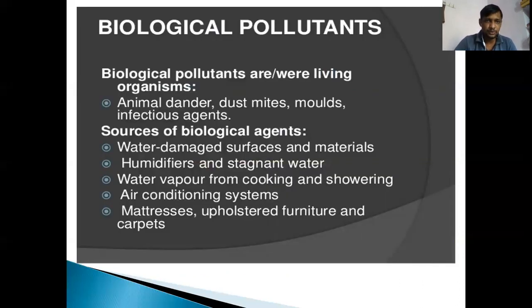Then biological pollutants. What are the biological pollutants that cause air pollution? Water damaged surfaces and materials, and stagnated water if present. Also air conditioning systems that are present in our homes. See, simply if you run them, some nitrogen dioxide gas automatically evolves out. That will cause us air pollution.